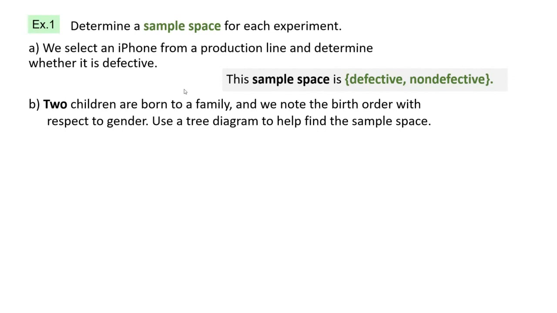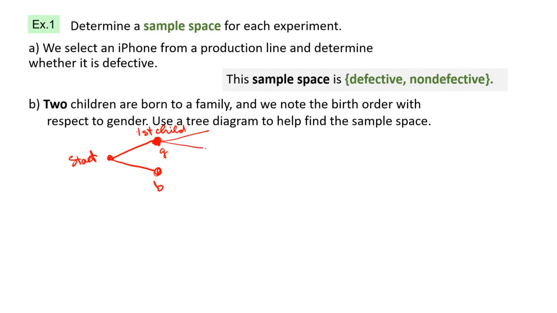2 children are born into a family, and we know the birth order with respect to the gender. Use a tree diagram to help find the sample space. Okay, what is a tree diagram? Okay, we usually start from a point and we draw the branches. So first, the first child is the first stage of our tree diagram. It can be either a girl or a boy.